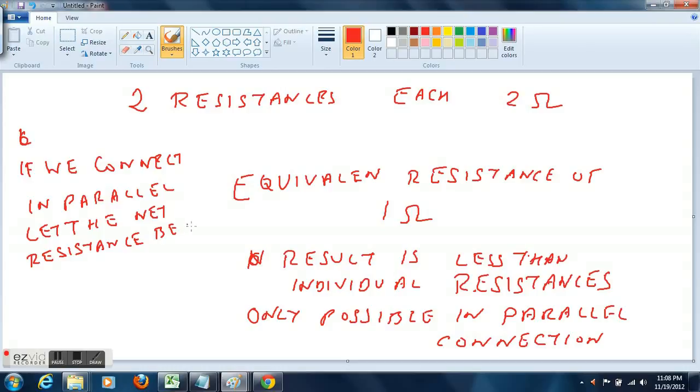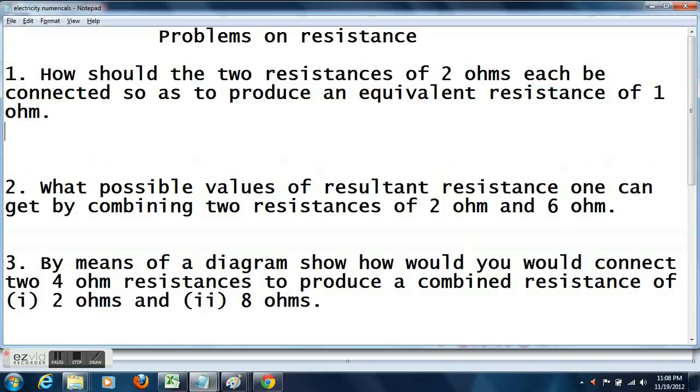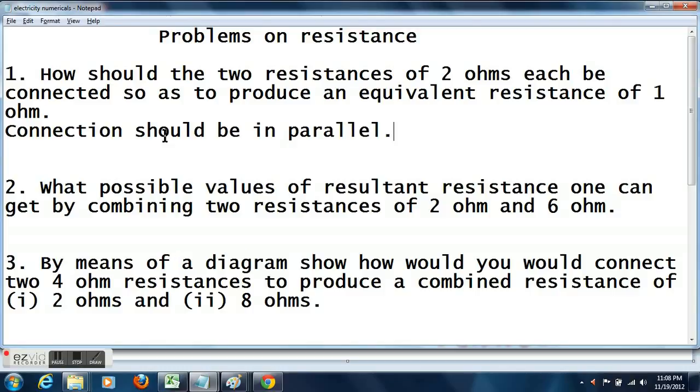So from the formula of parallel connection, we can write 1 by R equal to 1 by 2, because 2 ohm is the resistance, plus 1 by 2, because there are two resistances each of 2 ohms, which is equal to 2 upon 2, which is equal to 1. Therefore R equal to 1. That means if we connect these two resistances in parallel, we will get an equivalent resistance of 1 ohm. Okay, so I hope you understood how I solved this problem.